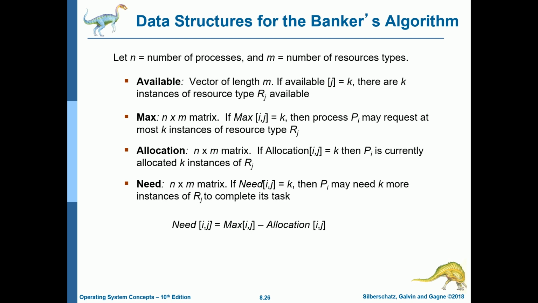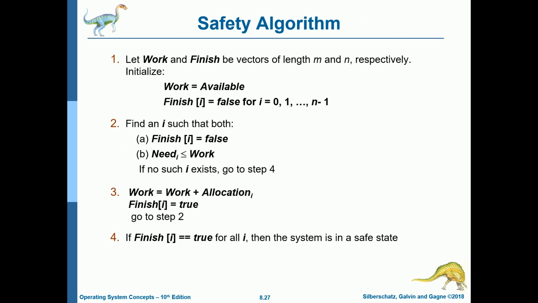And finally, the data structure need. This, again, is an N by M matrix that indicates the remaining resource needs of each thread. If need I, J is equal to K, that means thread T sub I may need K more instances of that resource type R sub J to complete its task. Note that need I, J must equal max I, J minus allocation I, J. Now, given all those data structures, we now present the safety algorithm.